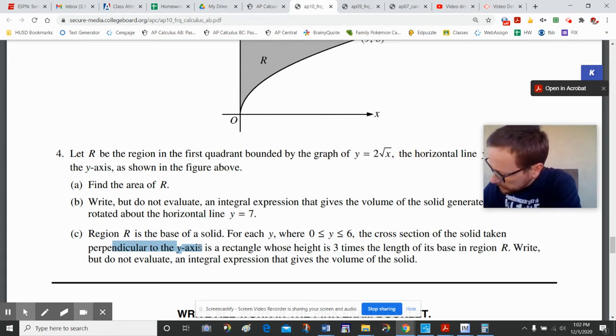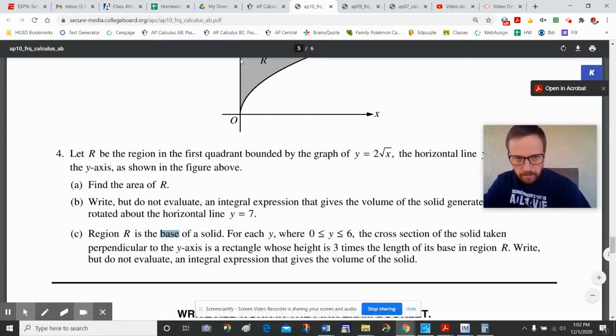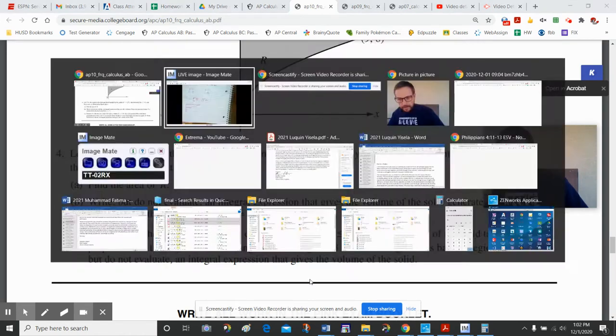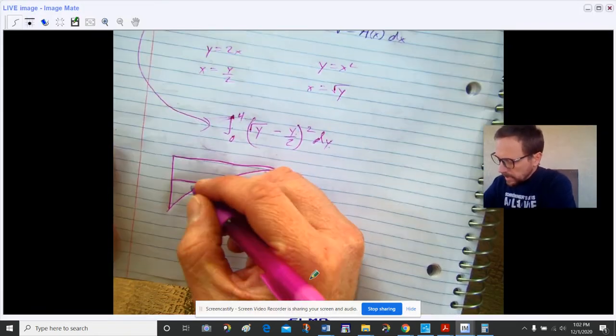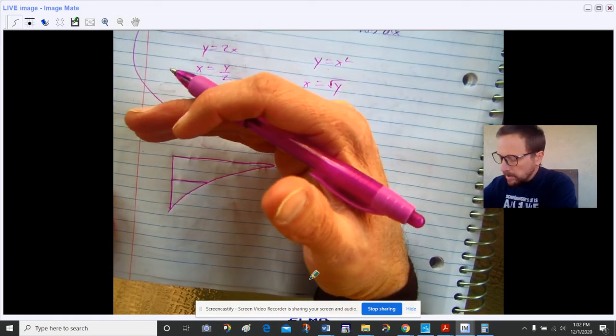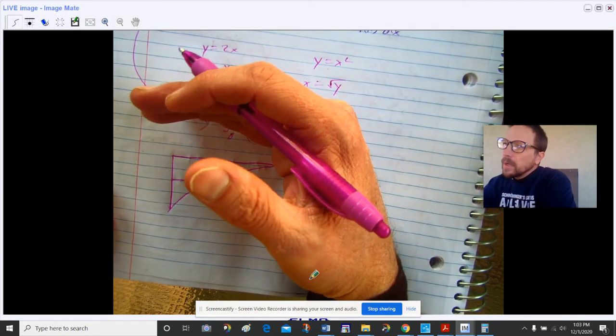All right. So it says R is the base of the solid. This is the base. This is the bottom, okay? So we have a rectangle that's going to be taken out, and this is going to be a slice. And so all the slices this way are going to be rectangles, okay?